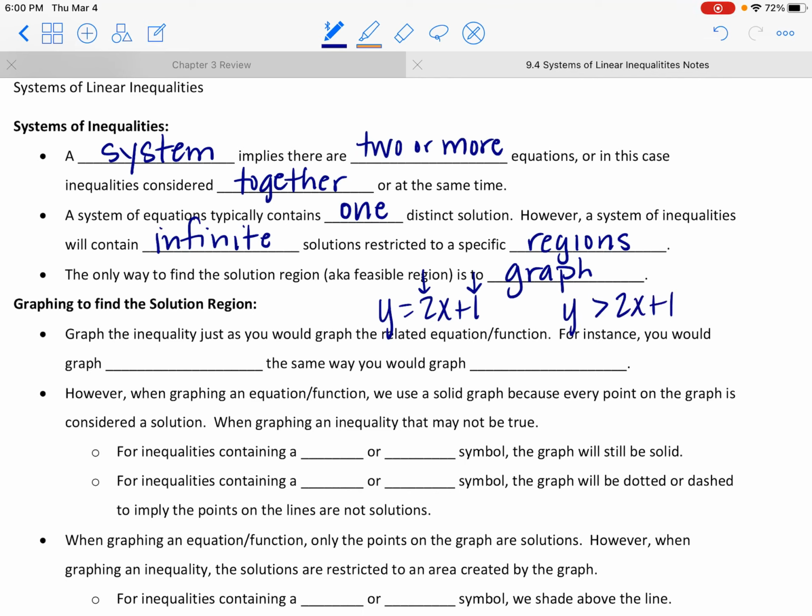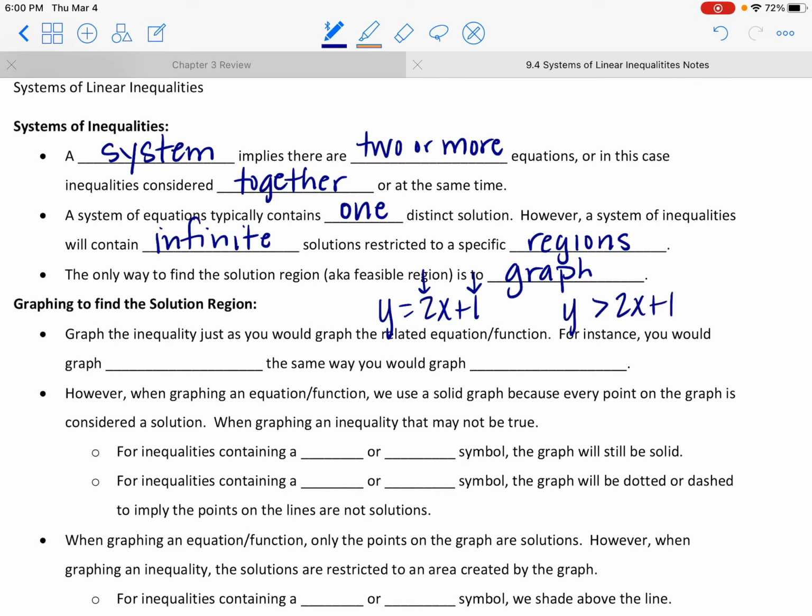So again, you would graph y equals 2x plus 1. In the same way, you could graph y is greater than or equal to 2x plus 1, with the exception of we have to shade, right? However, when you're graphing an equation or a function, we use a solid line because every point that's on that graph is considered a solution. When you're graphing an inequality, that might not be true.